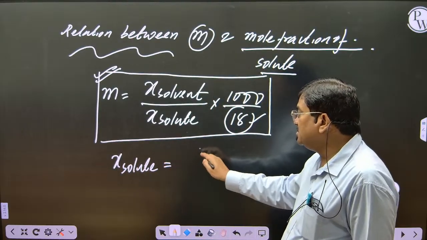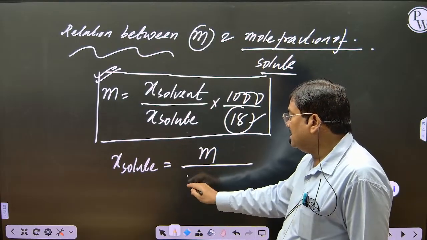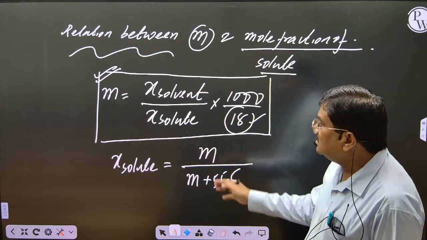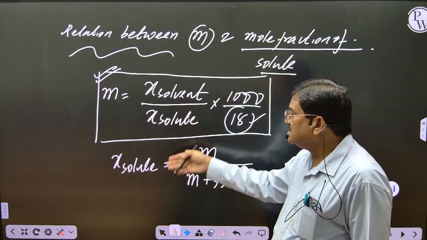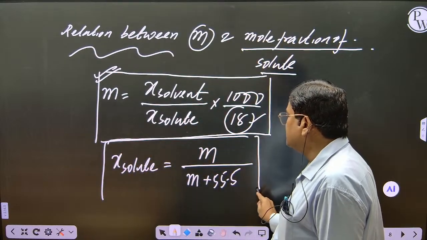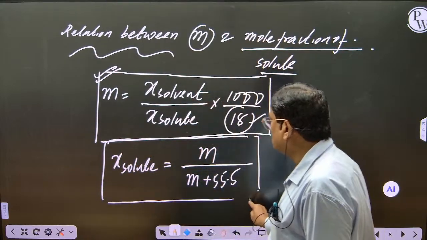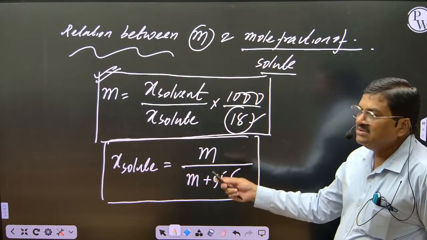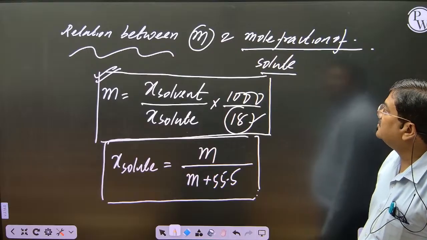Mole fraction of solute is given by molality by molality plus 55.5. You can use either this relation or this relation. Both relations are the same between mole fraction of solute and molality. So it is important from the exam point of view, they are asking the relation between molality and mole fraction of solute. Copy this.